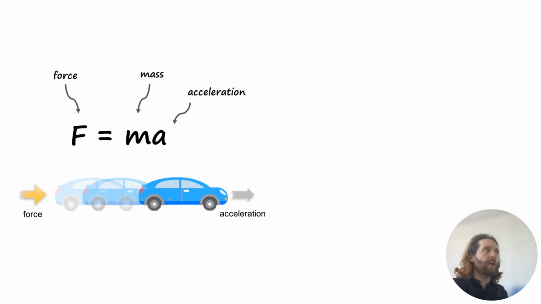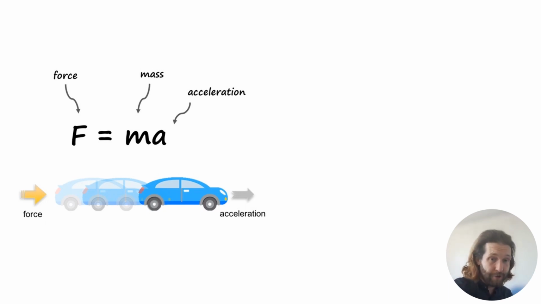So imagine trying to push a massive box versus a lighter box. You're going to need to apply more force to get the more massive box moving at the same speed. And you can see that in the equation because F and m are directly proportional to each other. You can think about this in terms of your weight as well.